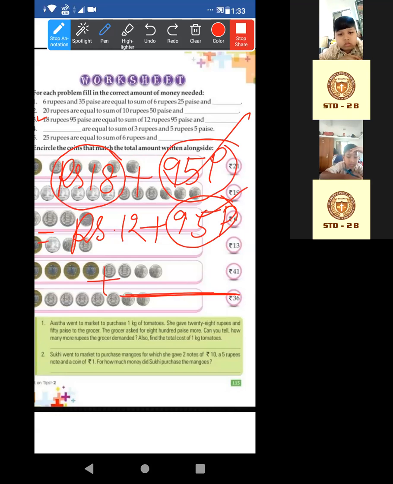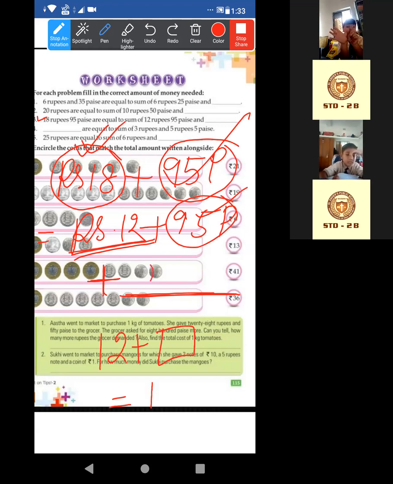Now look, here it is given 18. But is 18 given there? No, na. It is given 12. So how many we have to add so that it will be 18? 12 plus what we will have to do so that total will be 18? Good. So it will be 6 rupees. All of you understood? All the students understood?